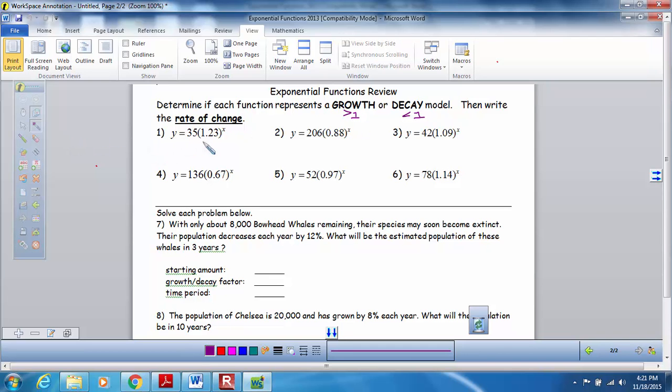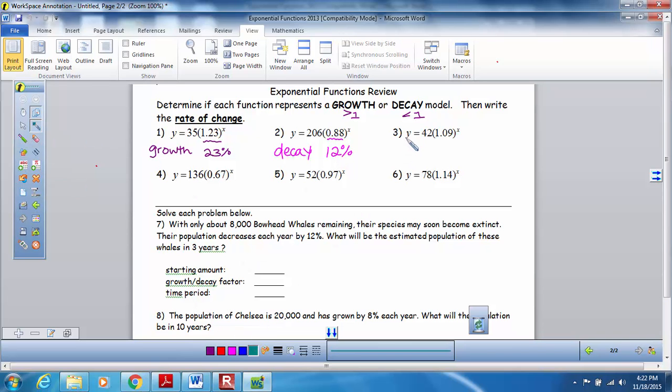Here, if we're looking at our starting amount, 1.23, this is greater than 1, so it would be growth, and the rate of change would be 23%. So it's the number that is bigger than 1. Then if you look at number 2, we have decay because 0.88 is less than 1. So this would be decay. If we subtracted 0.88 from 1, that would leave us with 12%, and so that's how much it decays.